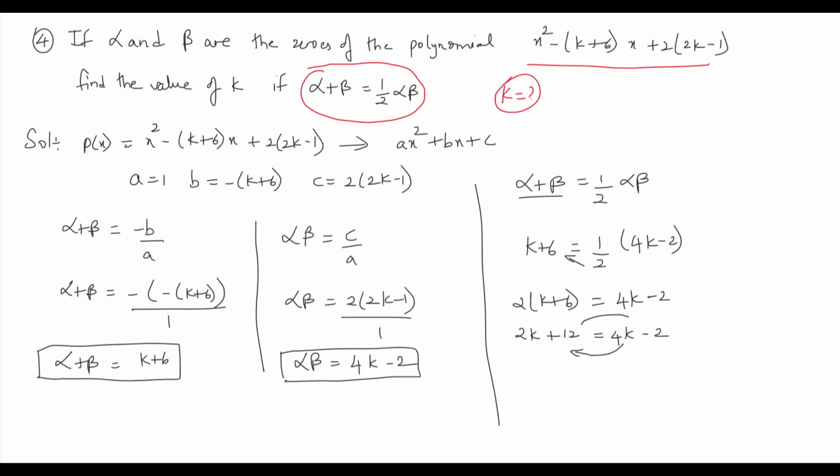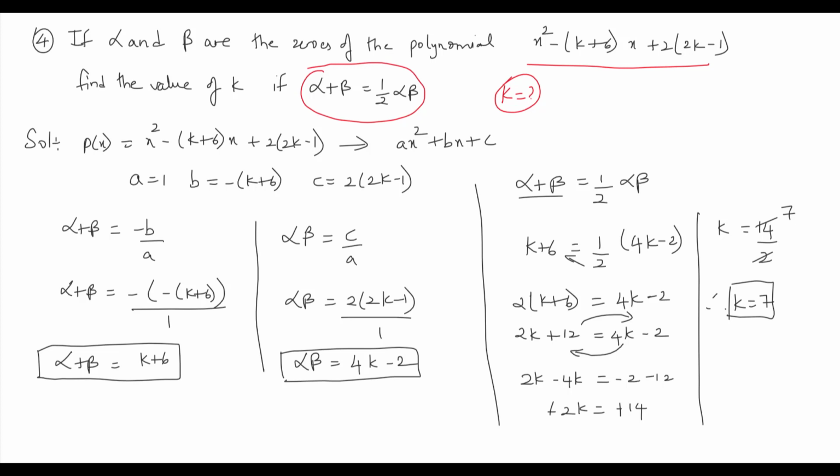4k comes to this side and 12 to that side. It becomes 2k minus 4k and minus 2 minus 12. So the answer is minus 2k equals minus 14. Both side minus gets cancelled. We'll get k is equal to 14 by 2. Answer is 7. Therefore, the value of k is 7. This is how you have to solve this type of problem. Now let's do another problem.